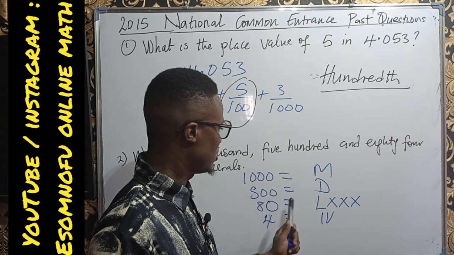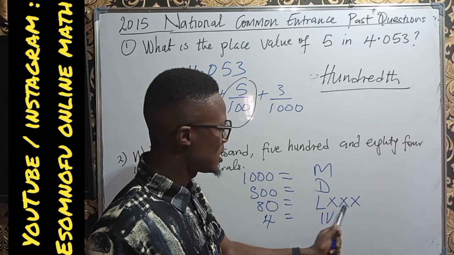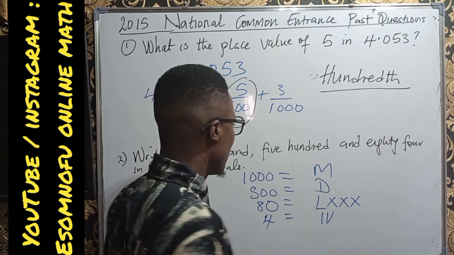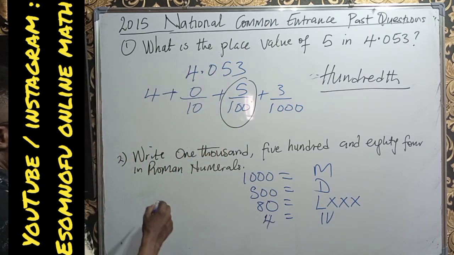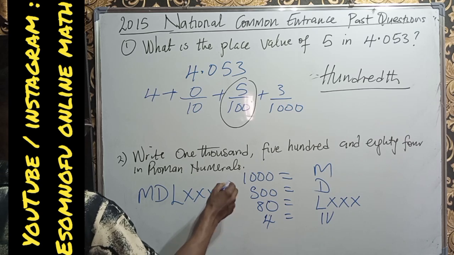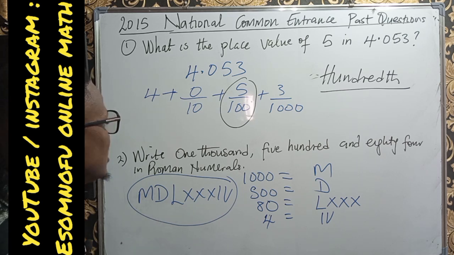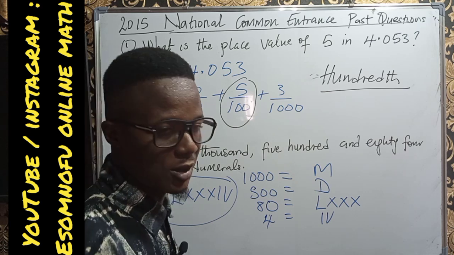1000 is M, 500 is D, 80 is LXXX, 4 is IV. Now putting all these things together, you see that our answer will be MDLXXXIV. This is the answer for 1584. So let's take a third question.